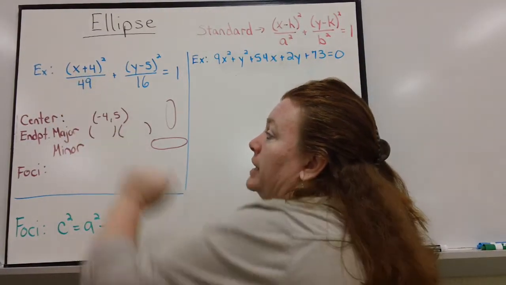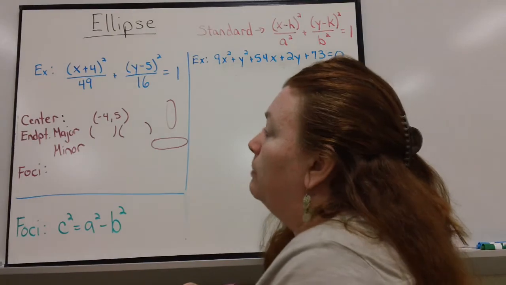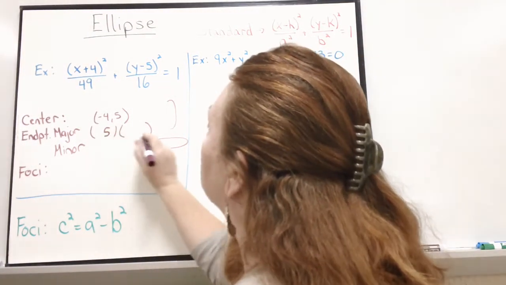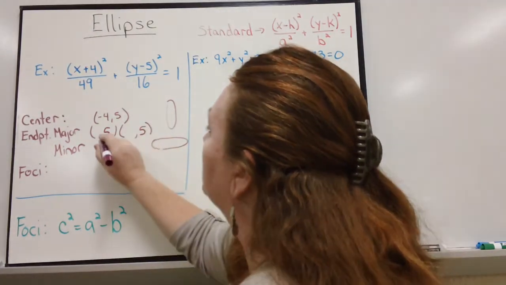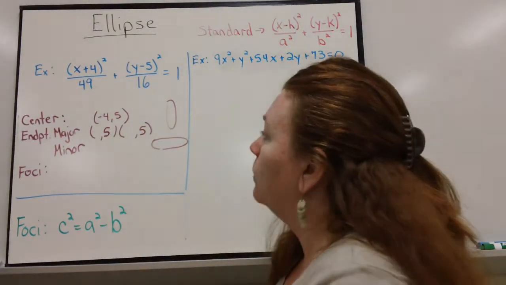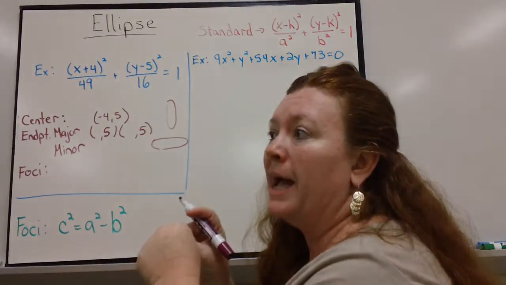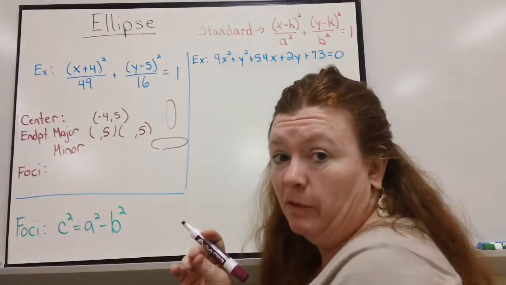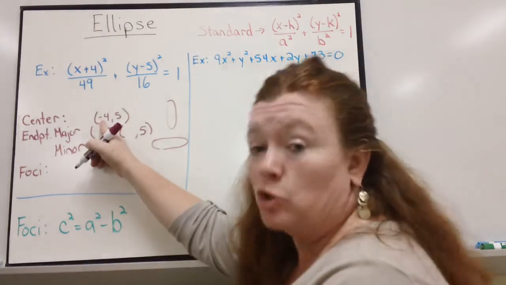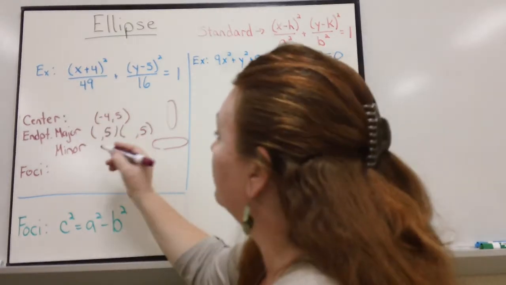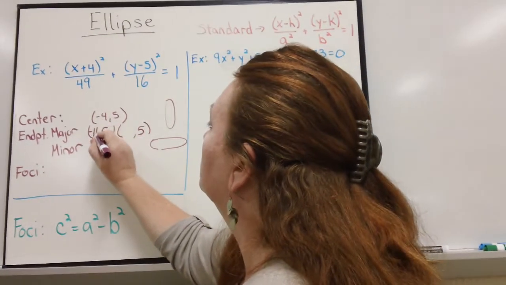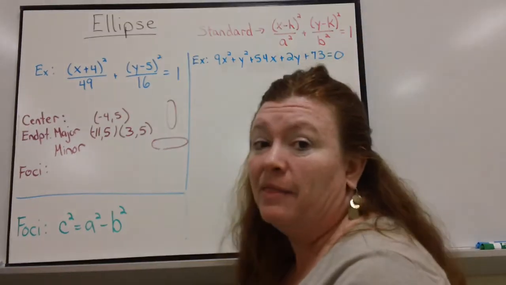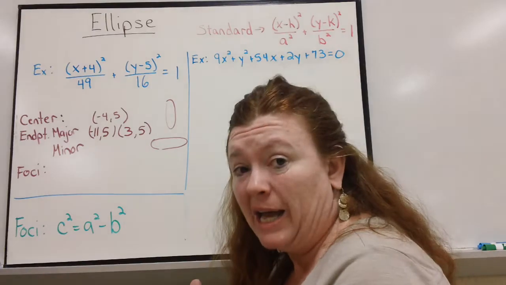7 along the x. Well, if I'm moving along the x, the y coordinate's not changing at all. So I'm just going to put the 5 back where it belongs. And when I move along the x, I'm going to add 7 when I move to the right and subtract 7 when I move to the left. So if I subtract 7, I'm at -11. And if I add 7, I'm at +3. And there are the endpoints of my major axis.